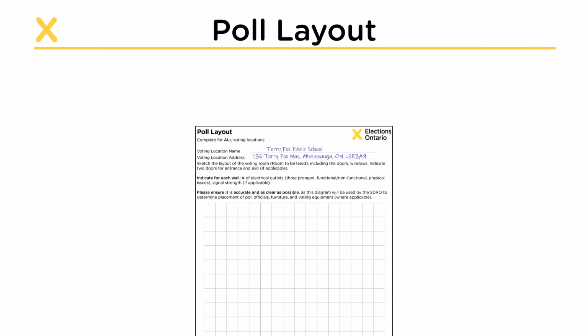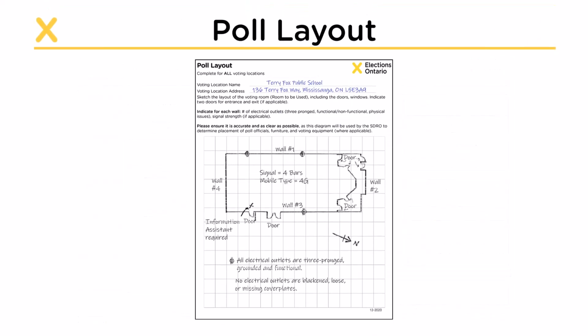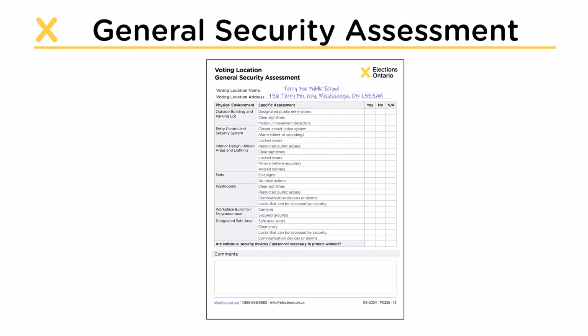On the poll layout page, you'll sketch a detailed diagram of the voting room layout, including doors and windows. You also need to identify where on each wall the functional 3-pronged electrical outlets are located, the voting location's connectivity, for example 4G, and areas that fail to meet the minimum requirements, or where remediation is required, for example where an information assistant is required. The next section is the Voting Location General Security Assessment, which contains a checklist to complete. This documents potential security issues that may exist at a location.